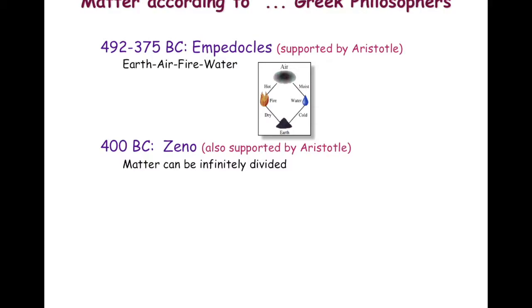It's like taking a number and dividing it by 2. You can never reach the end, because whatever number you pick, even if it's a small number, you can still divide by 2. So there's really no end. That's the concept that they proposed in terms of matter. So here's an illustration of that.